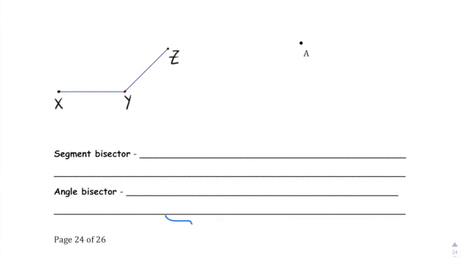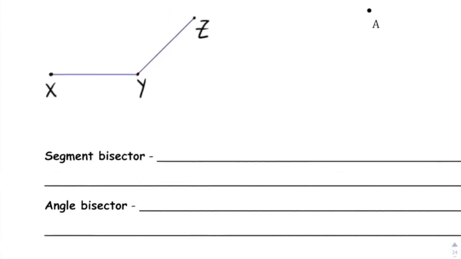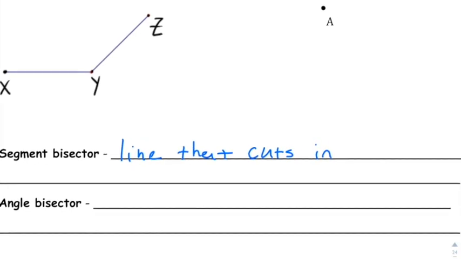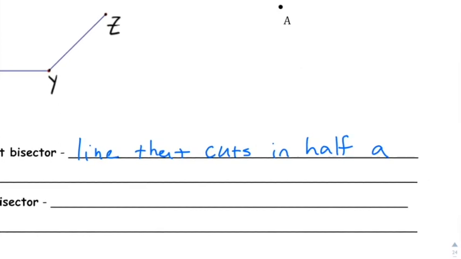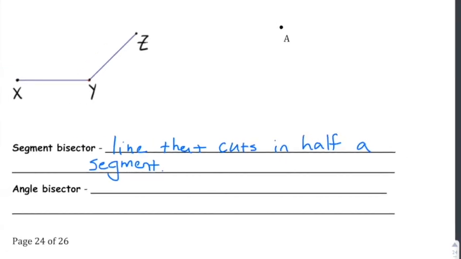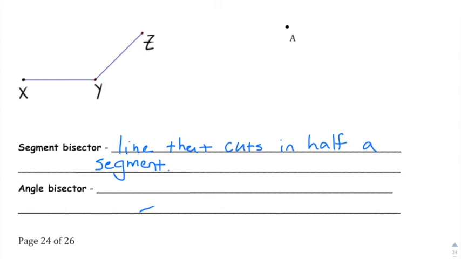Now just to define them, just so we have for our notes, segment bisector, this is a line that bisects or cuts in half a segment. And then you could probably even add into 2 equal parts, but that's what we're kind of referring to as far as it cuts in half.